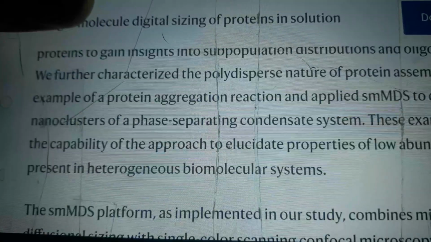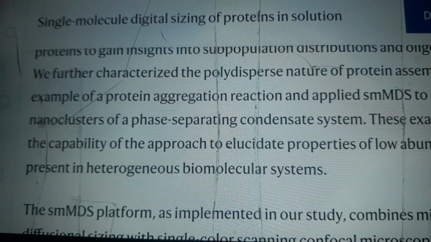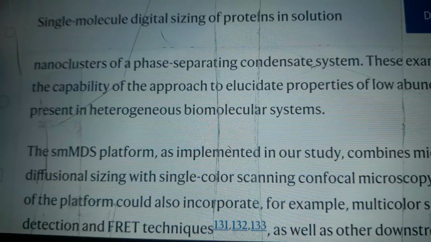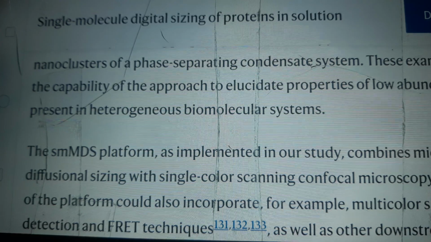It further characterized the polydisperse nature of proteins as assemblies on the example of a protein-protein aggregation reaction, and applied SMMDS to discover nanoclusters of a phase-separating condensate system. These examples highlight the capability of the approach to elucidate properties of low abundant species present in heterogeneous biomolecular systems.